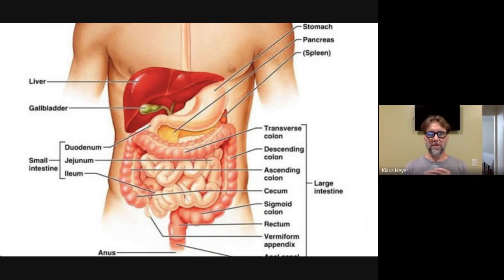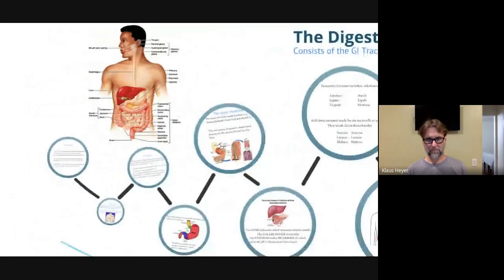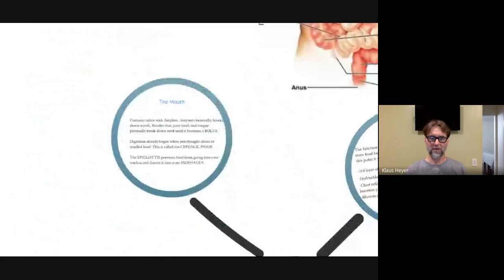So there's the GI tract, and then there's accessory organs that help with digestion, but they're not part of the GI tract. There's three up in your mouth: your salivary glands, your teeth, and your tongue. And then down here in the abdomen, we have the liver, the gallbladder, and the pancreas. You can see some of it here, but it's underneath the stomach there. So I just wanted to show you that really quickly.